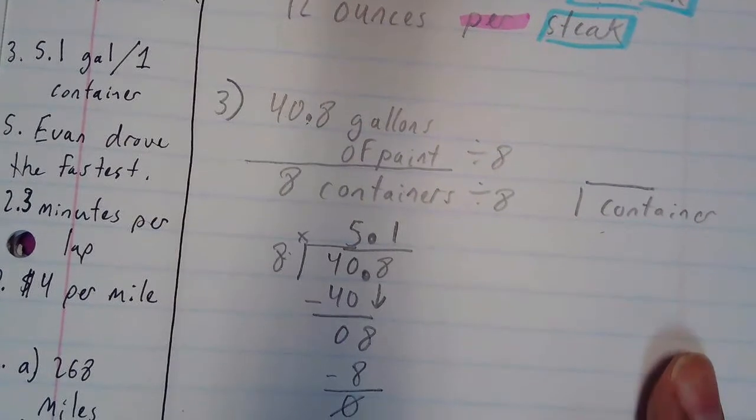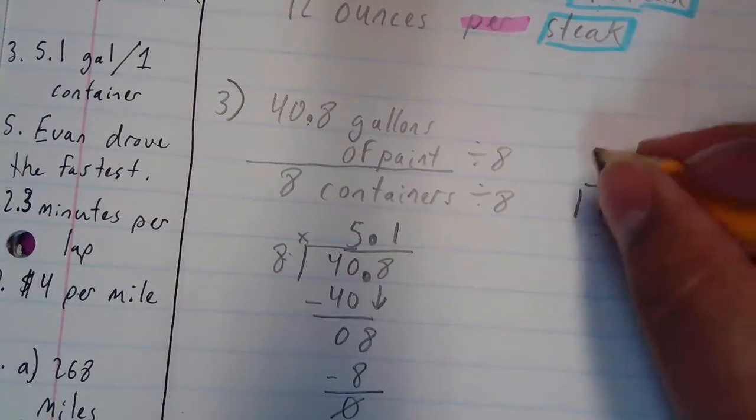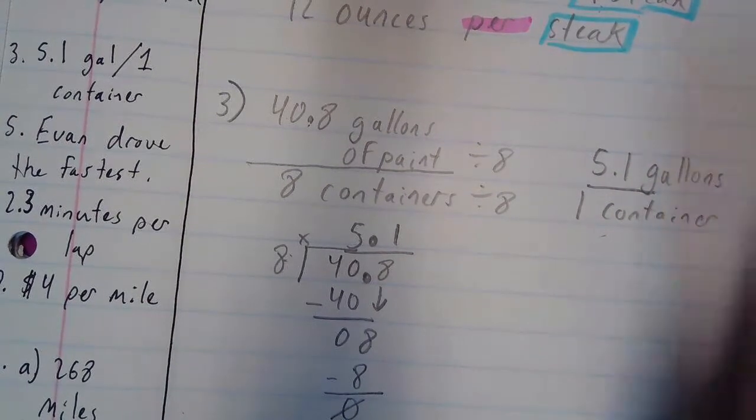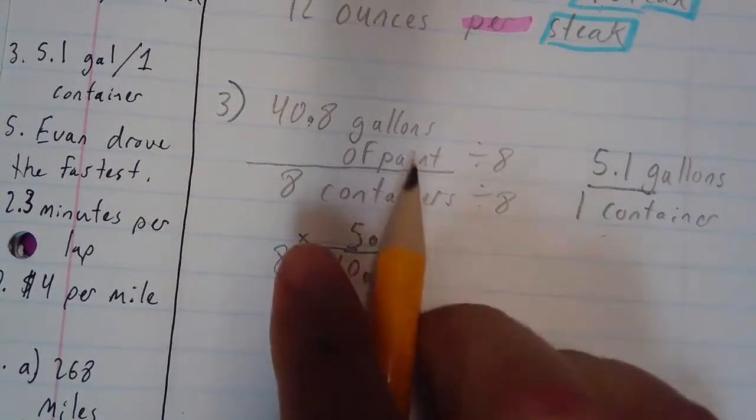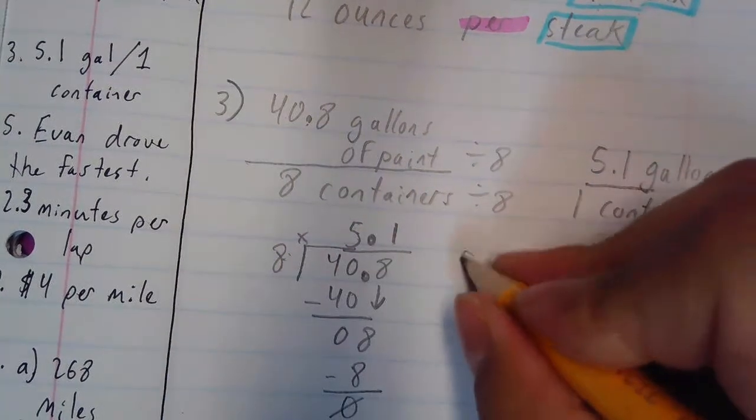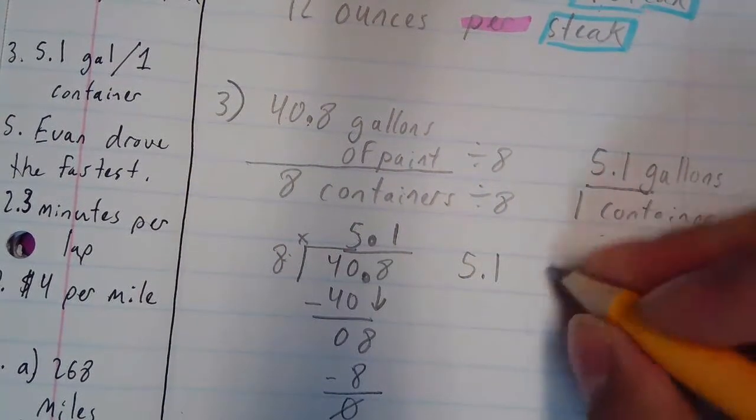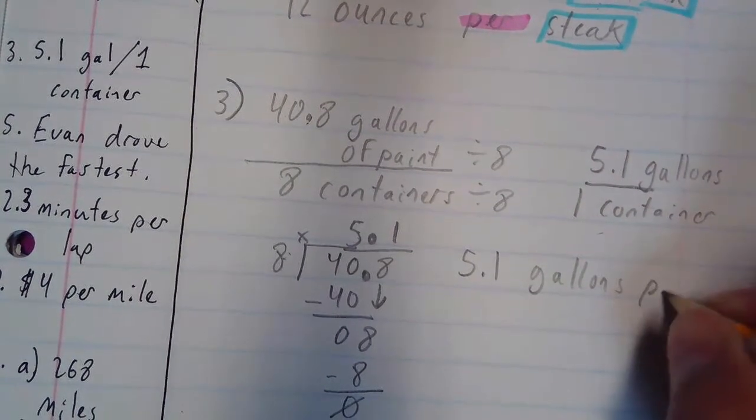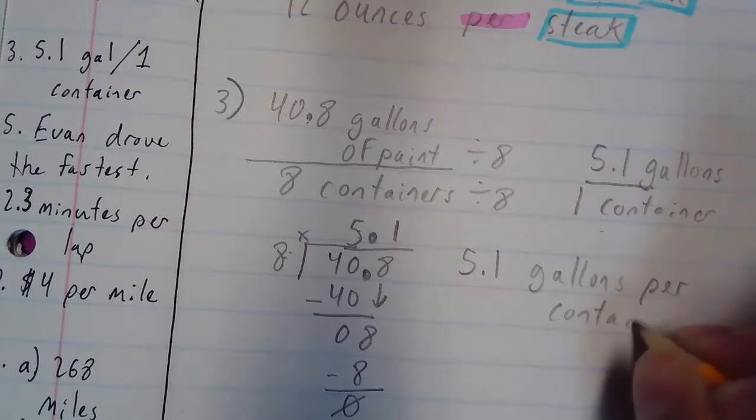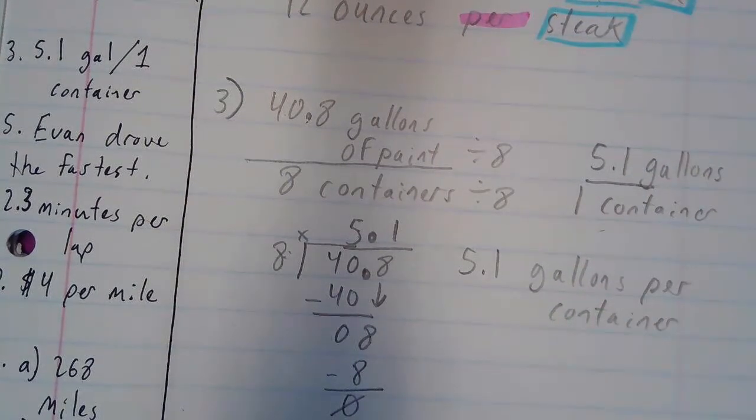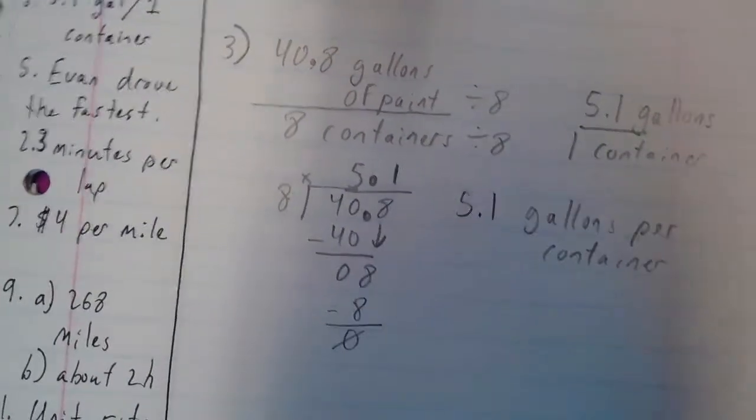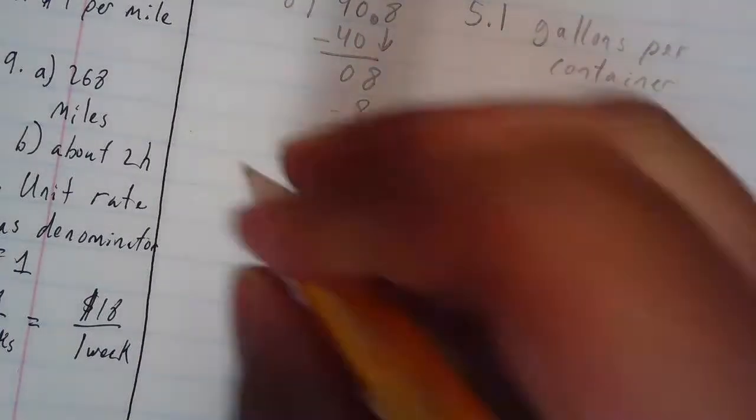So the answer is 5.1 gallons. We'll keep it simple. I'm not going to add the paint part. But again, as a sentence, 5.1 gallons per container. So far, so good, I hope. Again, the advantage of doing the videos here is you can rewind it, you can speed it up, do what you need to do, right?